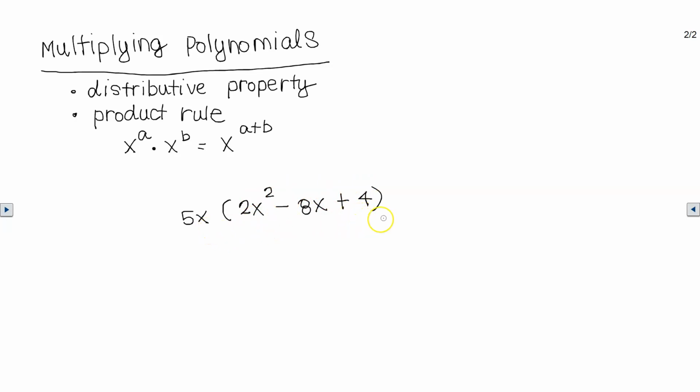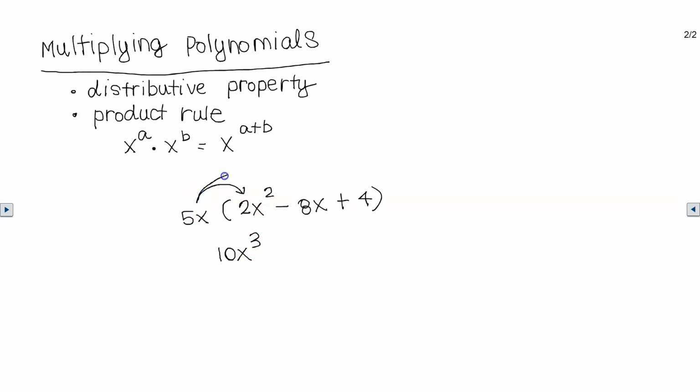So if I want to do this multiplication problem, all I have to do is distribute this 5x to every single term inside of the parentheses. And as I distribute, I use the product rule to help me do my multiplications. So I'm going to start out by doing 5x times 2x squared. Now we know we'll multiply 5 times 2, which is 10. And then we'll do x to the first times x to the second, which is x to the third. So for 5x times 2x squared, we'll get 10x to the third.